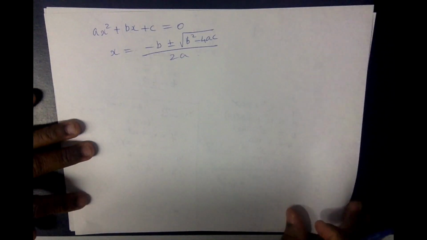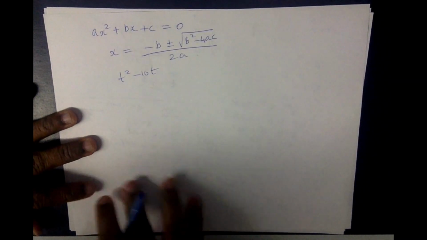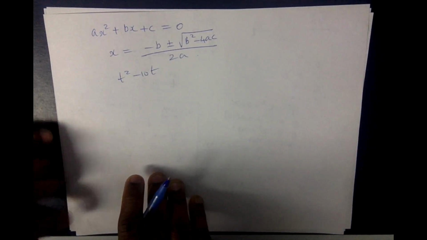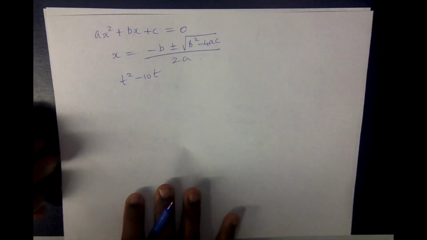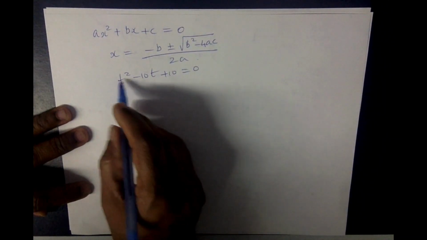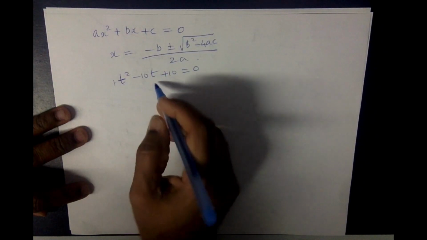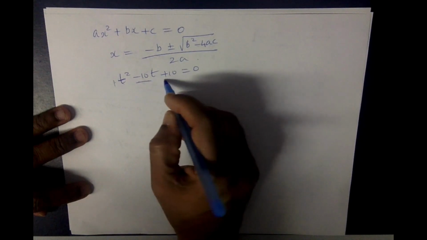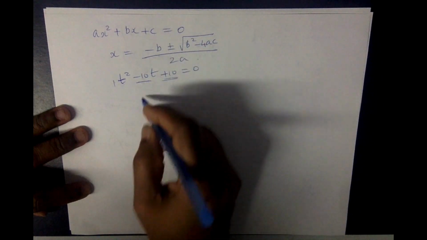And the equation that we just saw is t squared minus 10t plus 10 equal to 0. Checking if that equation is correct, yes. If you look at this, there is no coefficient for t squared. So a is 1, b is minus 10, c is plus 10. Okay, so substitute now into this.